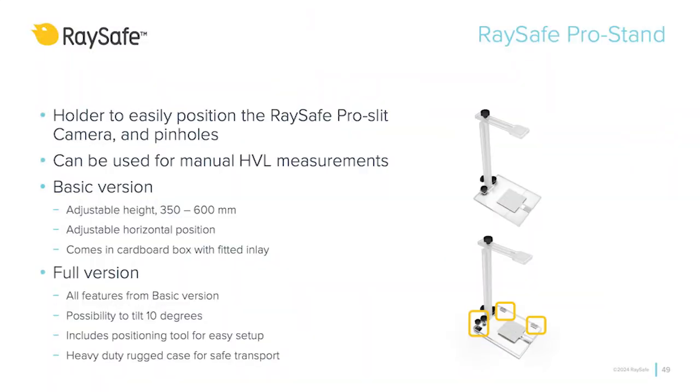Yes, exactly. The RaySafe Pro Stand is a holder designed to facilitate the positioning of the RaySafe Pro Slit camera and pinholes, which can be used for manual half-value layer measurements or HVL measurements. Yeah, and of course if you have an X2, there's no need to do this manual HVL measurement. There you get HVL by a single exposure. Unless you're old school and you do like your filters.